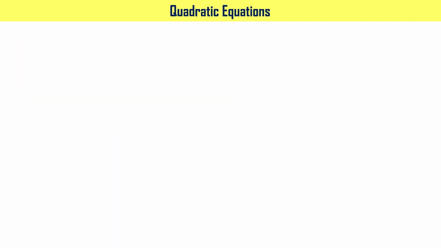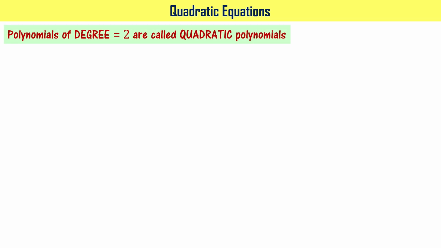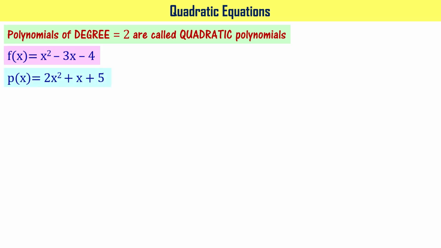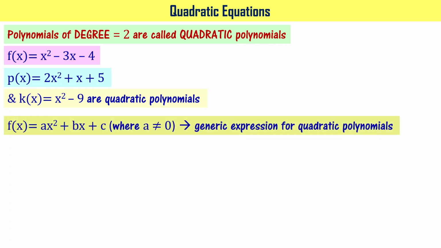In the topic on polynomials, we learned that polynomials of degree 2 are called quadratic polynomials, right? f(x) = x² - 3x - 4, p(x) = 2x² + x + 5, and k(x) = x² - 9 are quadratic polynomials, right? f(x) = ax² + bx + c is the generic expression for quadratic polynomials, where the coefficients a, b, and c are real numbers. Please take a note of this.